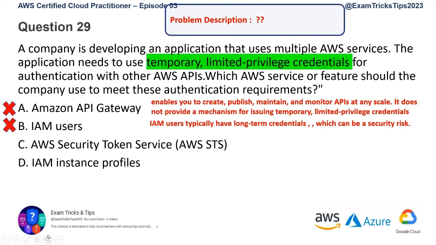The third one, Security Token Service. So this appears to be correct. It's temporary, it is limited-privilege credentials, and you can securely delegate access with these. We'll go through this in a bit more detail in the documentation, but this appears to be the right answer to me.